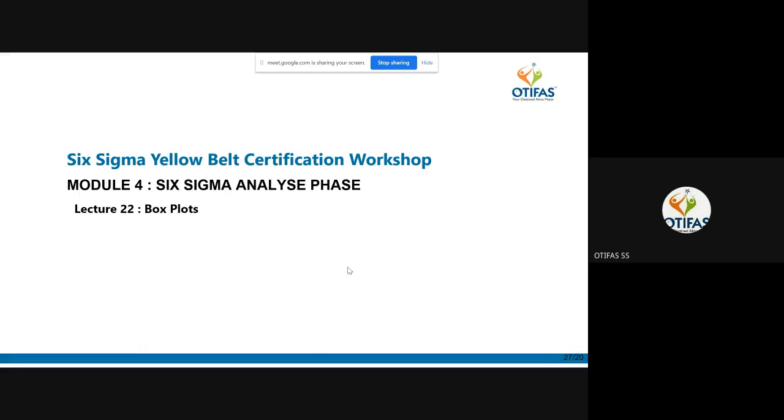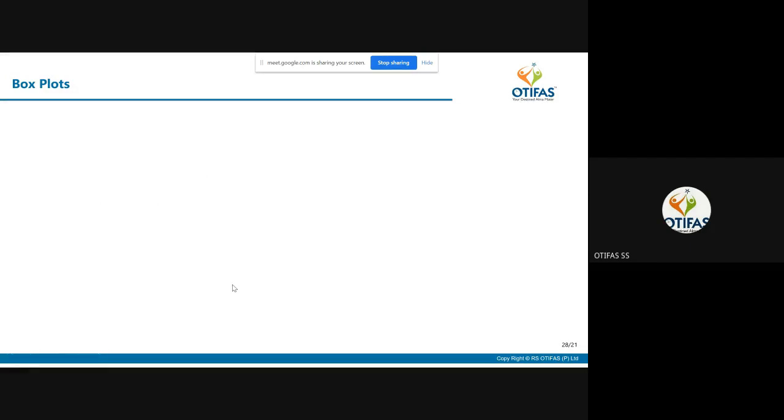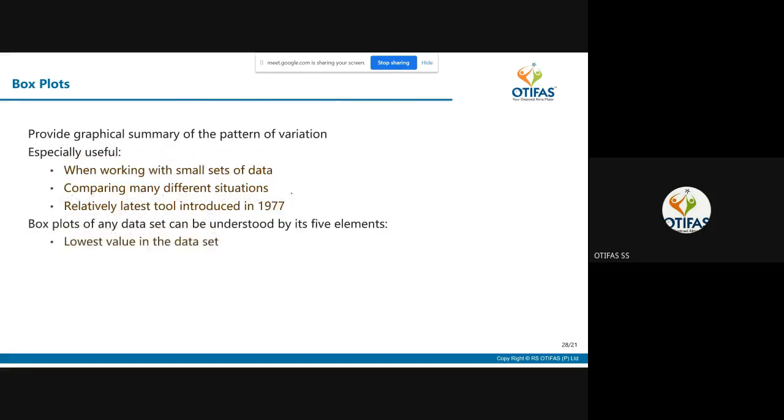Right. So let's go to the box plot. Box plot is again a tool for the analysis phase where you compare two things when we have a small set of data. We also learned about central tendency. The best measure of central tendency is the mean, isn't it? But there is another measure called the median. When you have a small set of data, like comparing two teams, you can use the median. So a boxplot is a tool which uses the median and the different quartiles of data. Let's see what a boxplot is. It's again studying the pattern of variation, especially good when working with a small set of data.